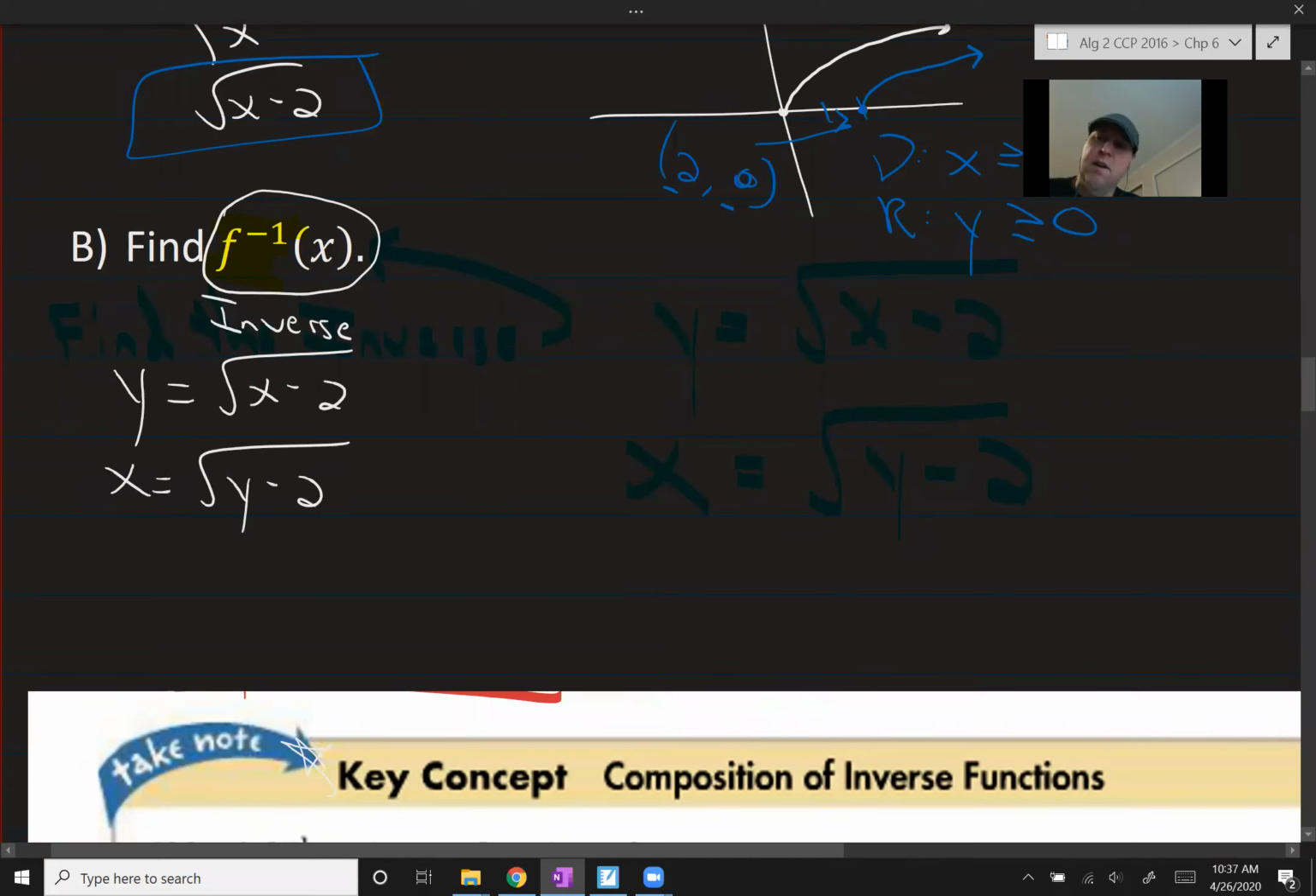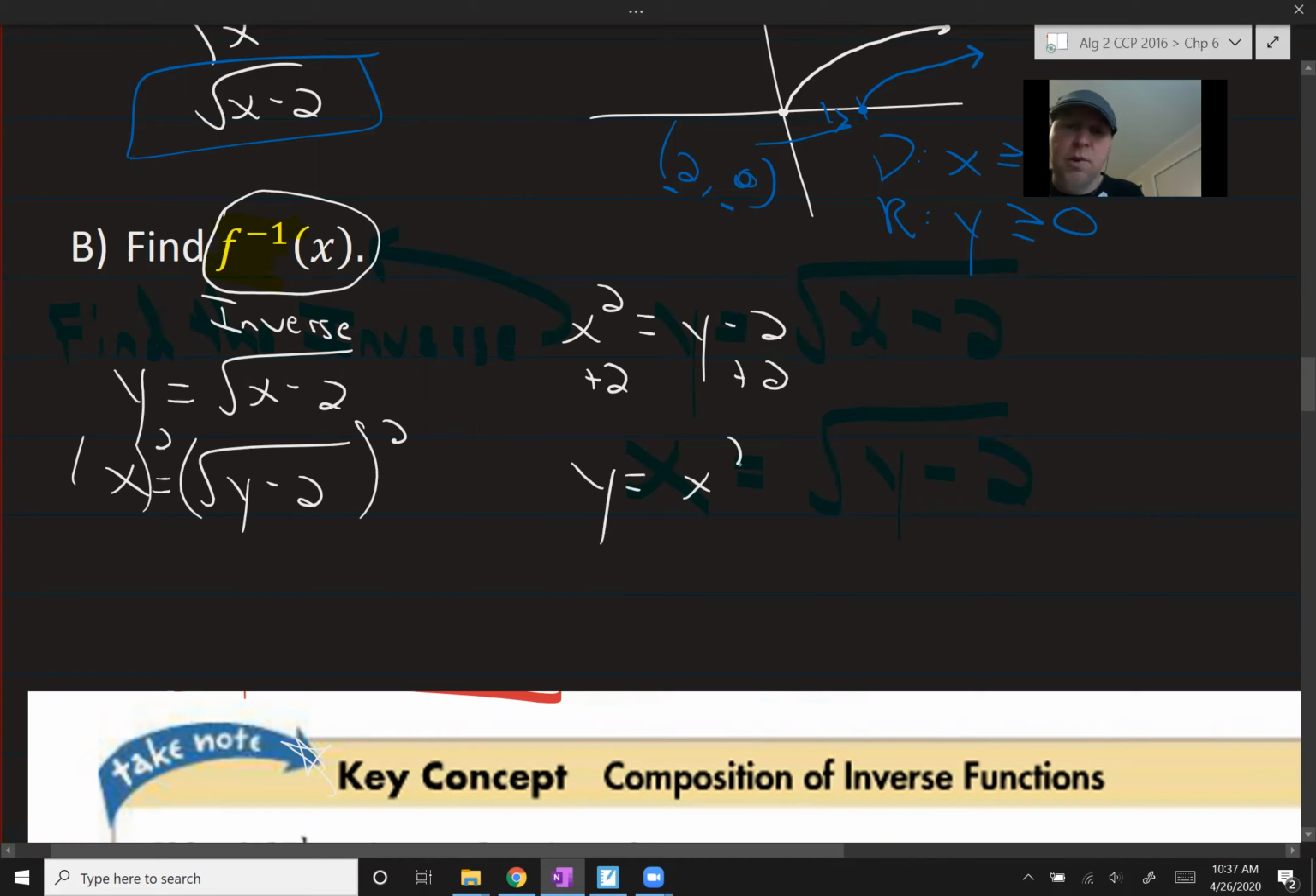All right, this whole thing's covered. So the first thing I have to do is actually square it. So I have x squared equals y minus 2, and we're going to add the 2. I forgot to leave my space. y equals x squared plus 2. Easy peasy, right?